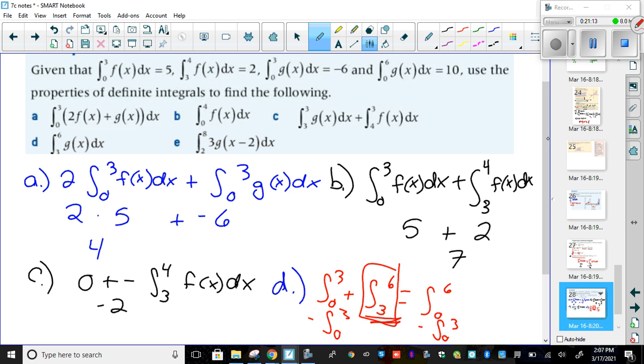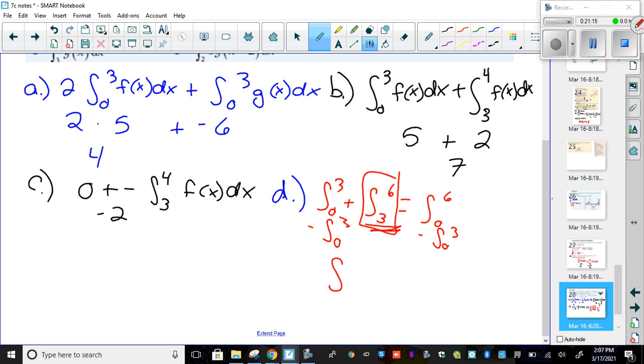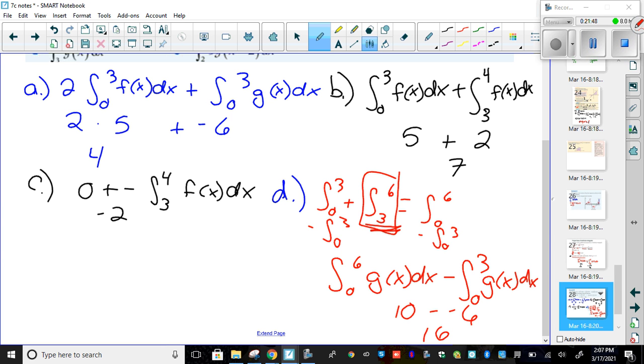So therefore, I'm going to take the integral from 0 to 6, which function is this? G of x, minus the integral from 0 to 3 of g of x. And that gives me the integral from 3 to 6. So I know from 0 to 6 is 10, and I know from 0 to 3 it's negative 6, which makes it 16.